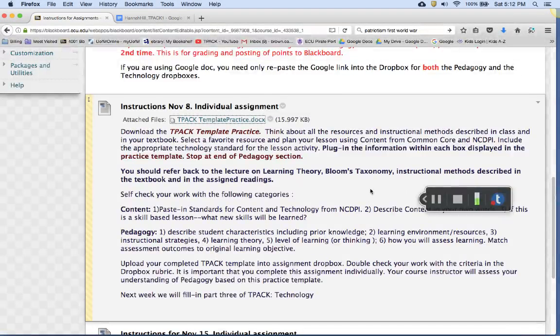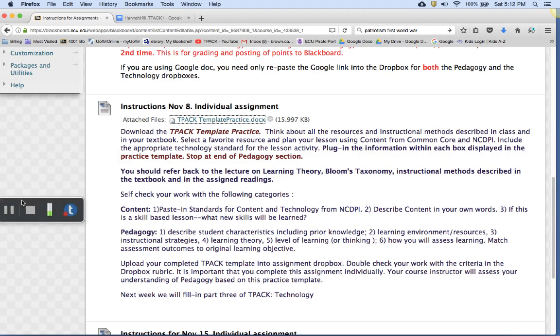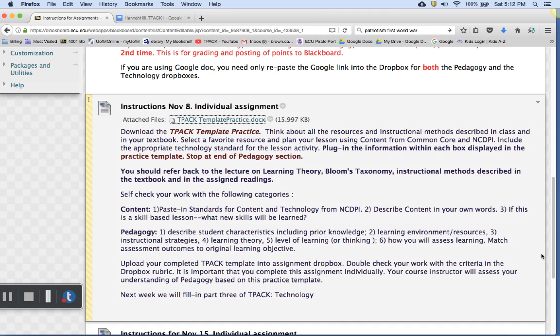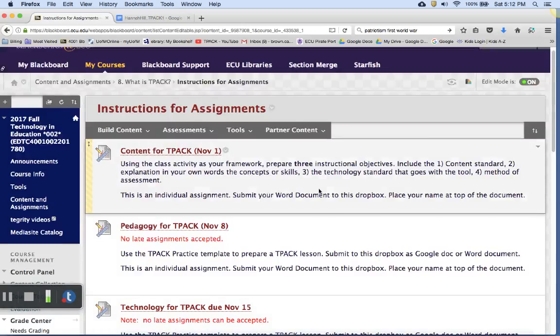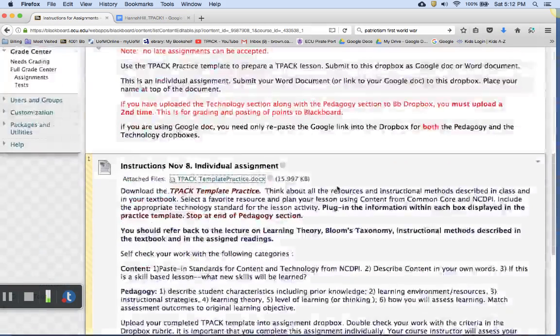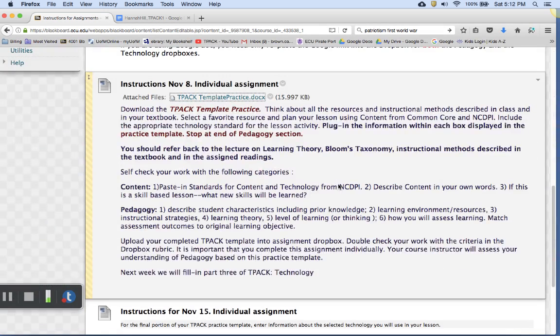Class, I am looking at the instructions for the next assignment, which is due November the 8th. I found this in the instructions for the assignment. So when you scroll down, you'll see the instructions here. You'll want to read through this and note that for this particular assignment, you'll use a template that I'm providing. That should make it a little easier to determine what to put in each box.